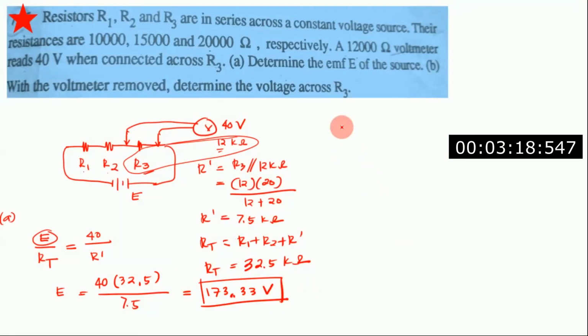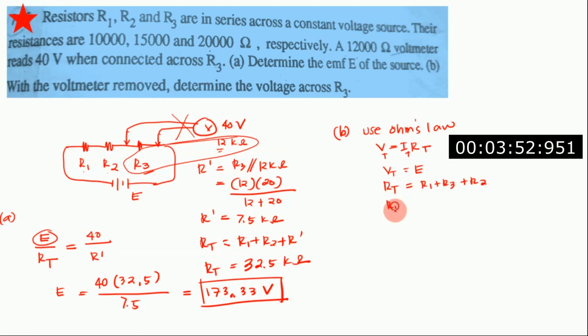Now for letter B, let us write it here. Letter B is to determine the voltage at R3 if the voltmeter is removed. So you are going to remove this one, and then what will be the voltage here at R3? To be able to do that, we just use Ohm's law. The resistance is here, that will be RT, and I is the total current. Since the voltmeter was not included, you just add the resistors that are in series. Your RT will be 10 plus 15 plus 20, it will give you 45 kilo ohms.